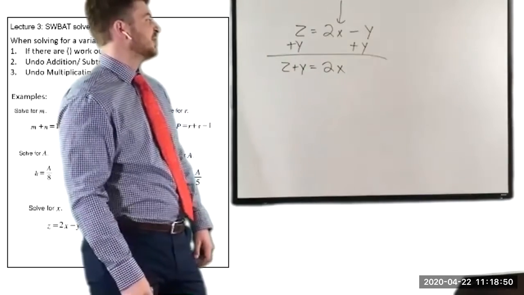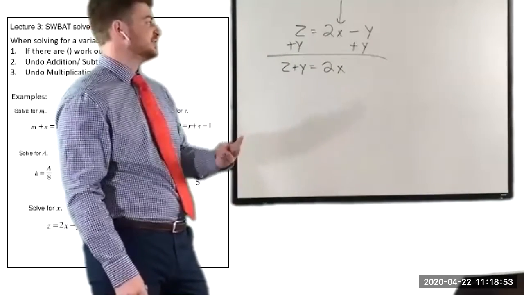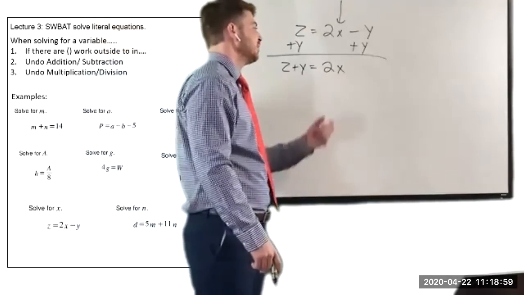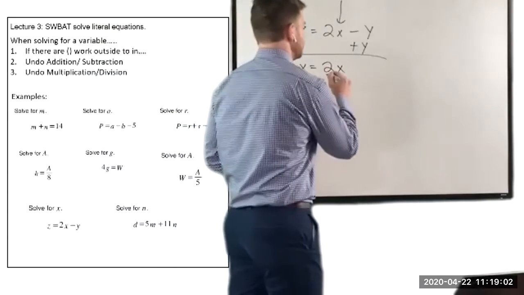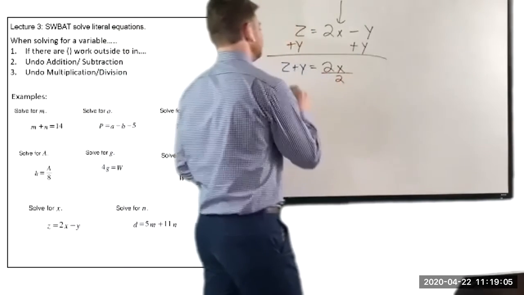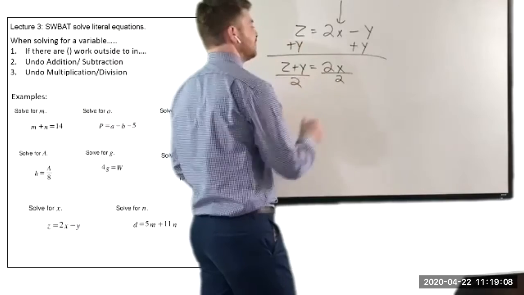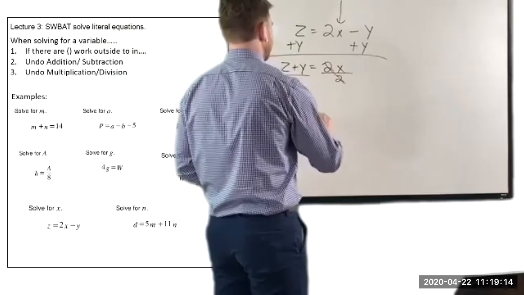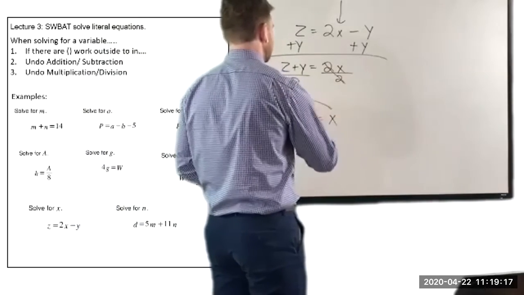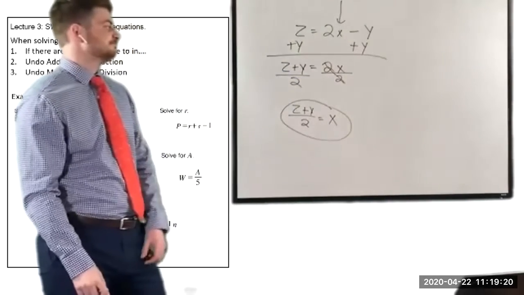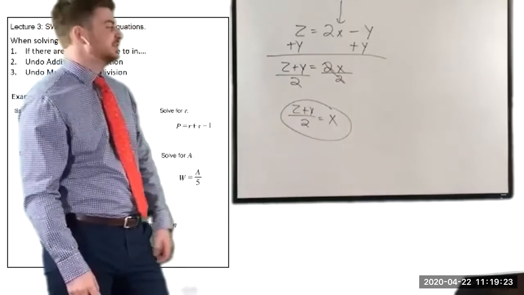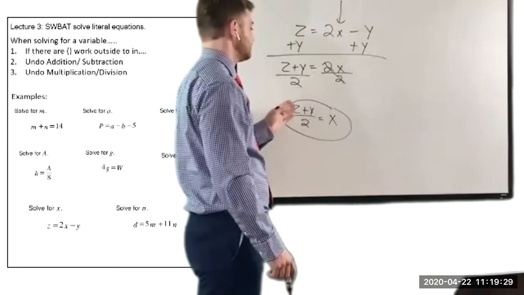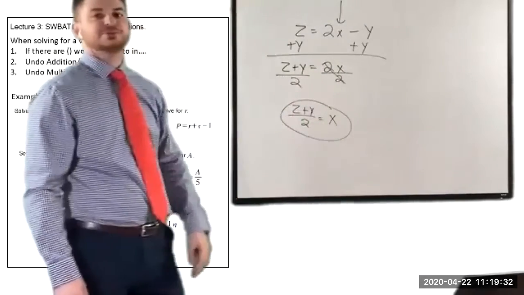Like I said, the second thing you do after you do your addition and subtraction is your multiplication and your division. So in this case here, if we were trying to get the x by itself, we had 2 times x. The opposite of multiplication is division. If we divide one side by 2, we need to divide the other side by 2. So my final answer: z plus y over 2 equals x. Another way that you could do that last step is just multiplying by 1/2. So 1/2 times z plus y is the same thing as z plus y over 2. No difference.